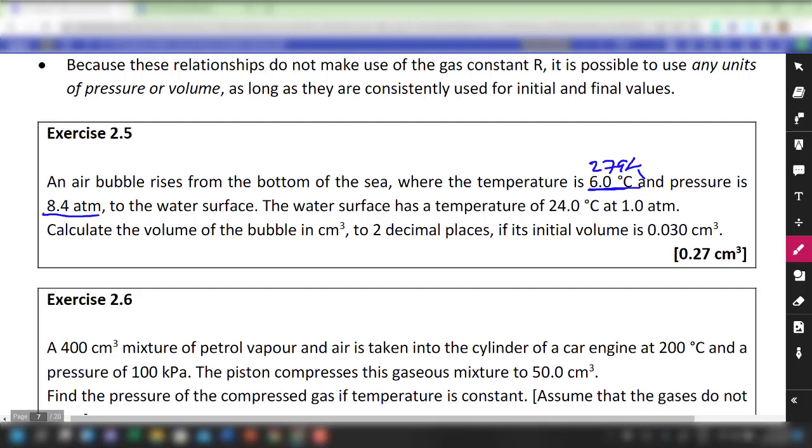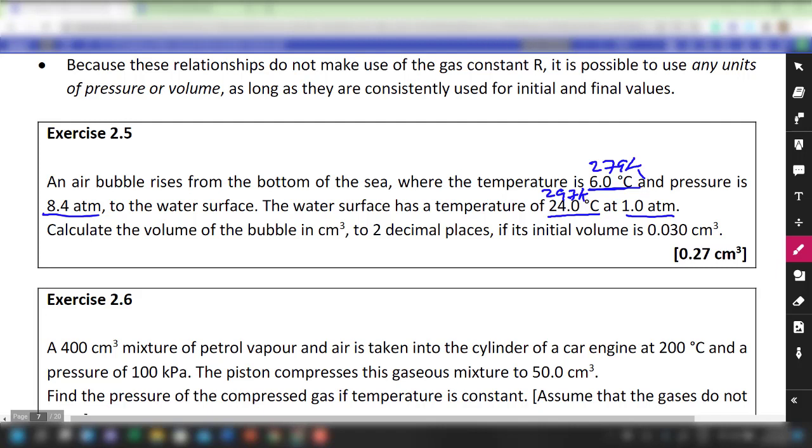The water surface has a temperature of 24 degrees Celsius at 1 atmosphere. So again, I need to convert this. I need to add 273 to 24, so that's 273 plus 24. That will give me 297 Kelvin. So that's 297 Kelvin. Pressure I don't need to convert.